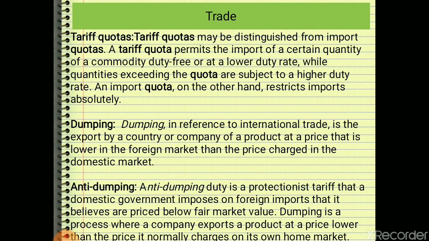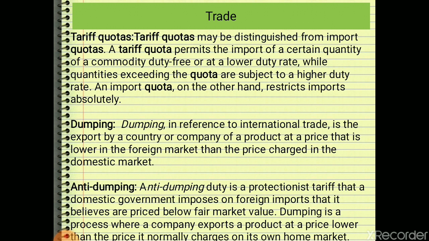Dumping in international trade is the export by a country or company of a product at a price that is lower in the foreign market than the price charged in the domestic market. Suppose a country is exporting something to India. Suppose the price of that specific product is 20 rupees in India, while the other country exports to India at 10 rupees. So definitely we will buy the product at 10 rupees. We will not buy the product of our country. So that is what dumping is.